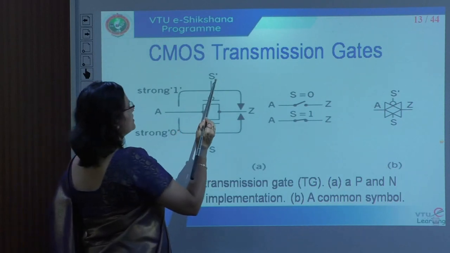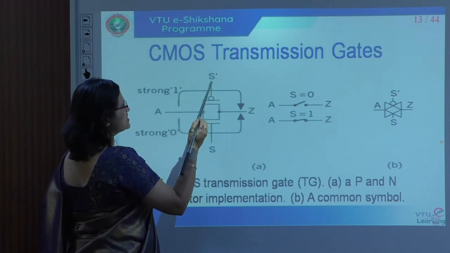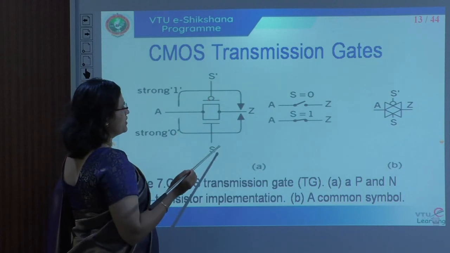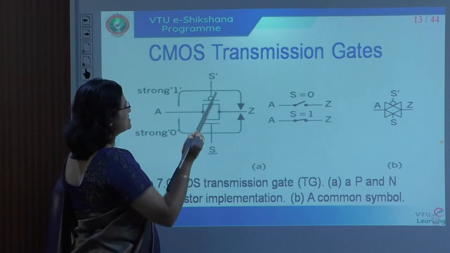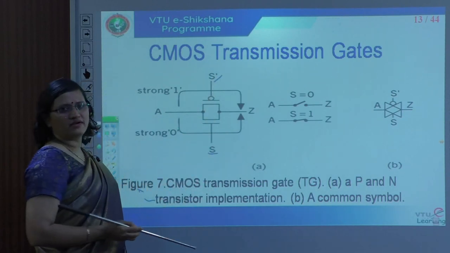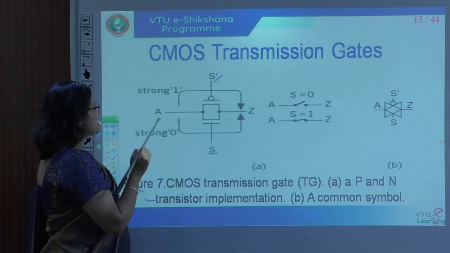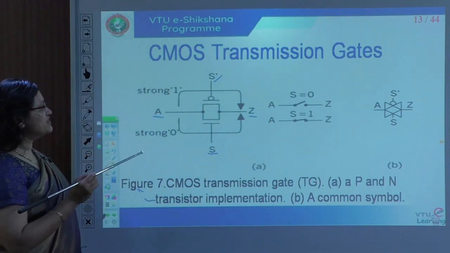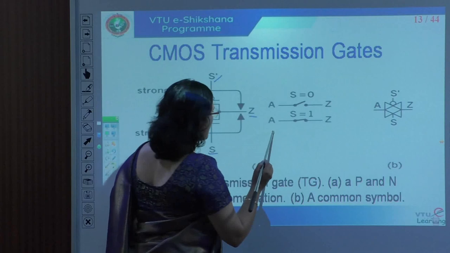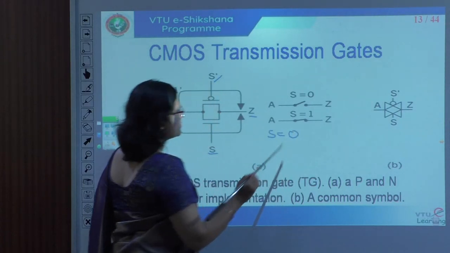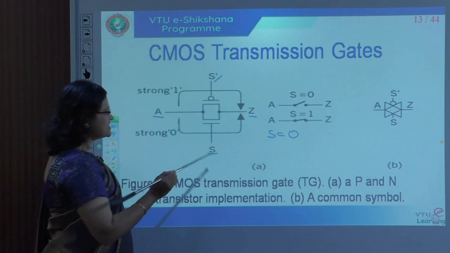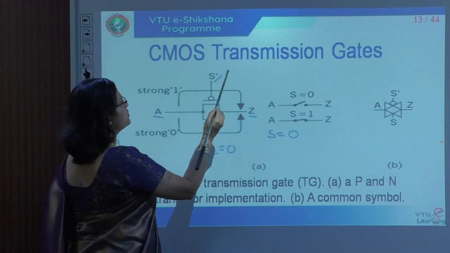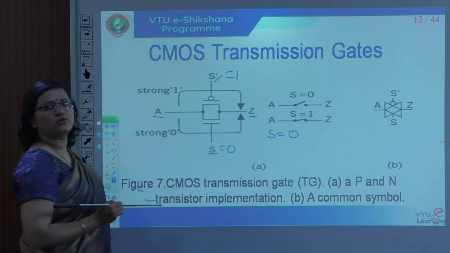You can see there is a control signal, or select signal, or gate input. You can call it anything. Here it is mentioned as S, and here it is S complement. A is the input and Z is the output. So we will see now the case where S is equal to 0. When S is equal to 0, obviously S bar is equal to 1. S complement will be equal to 1.